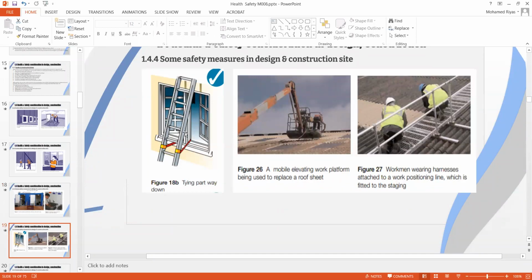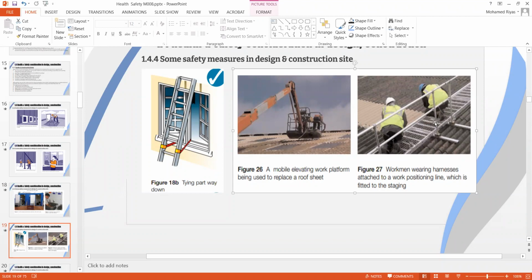Coming to the ladder, it has been tied to the window, so it won't move. So it potentially removes the hazard of movement from the ladder. And coming to the mobile elevating work platform to replace roof sheets, rather than climbing on the roof and doing the works, you'll use the mobile elevating work platform, which is a safer method to replace the roof sheets.